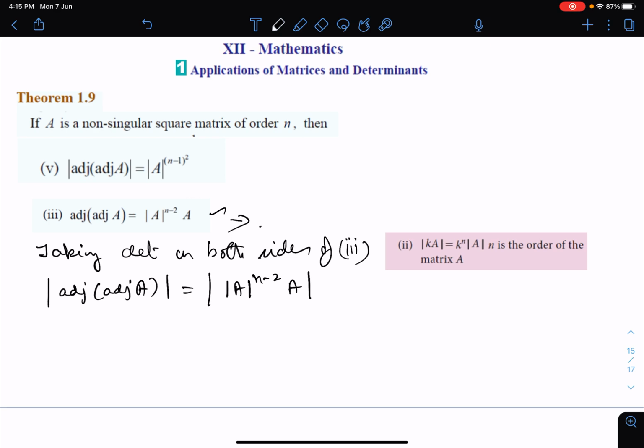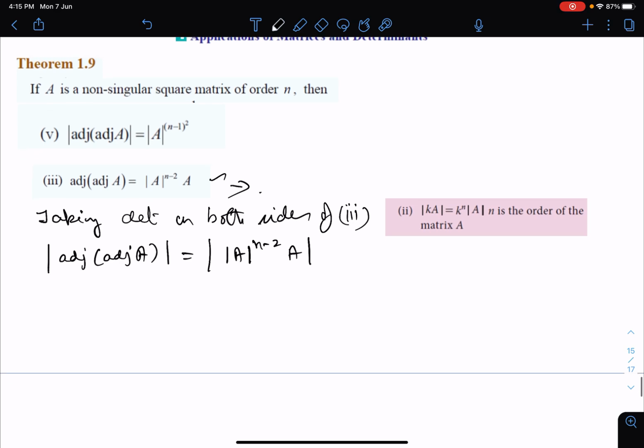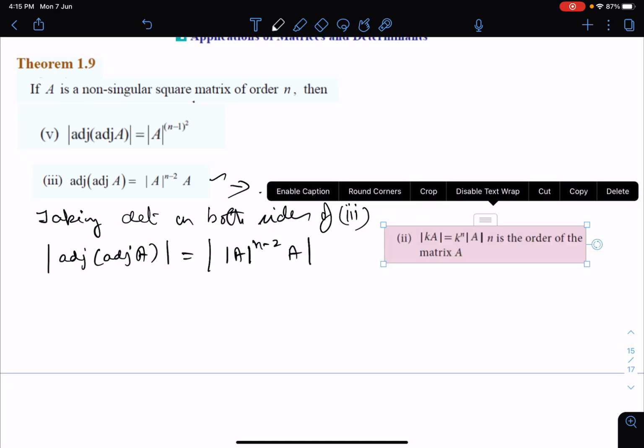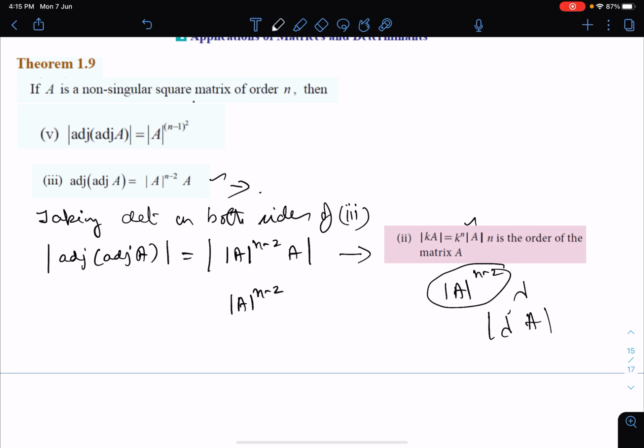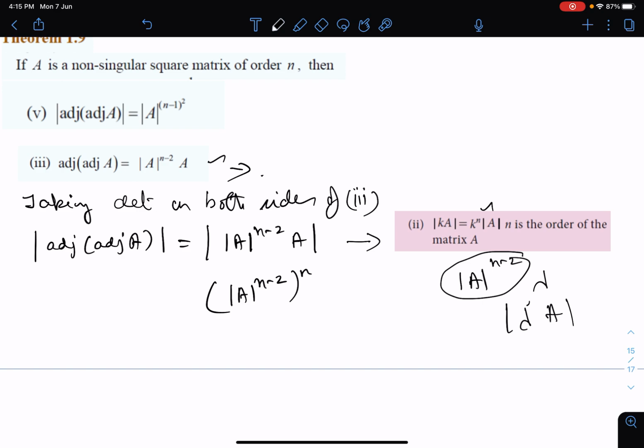Okay, now for this one you are going to use this formula. Now this determinant A means you get a number, and determinant A power n minus 2, the whole thing you can consider as lambda. So this is nothing but determinant of lambda into A, so you can use this formula. Lambda has some power, and for determinant A it is order n, so it becomes lambda power n into determinant A.